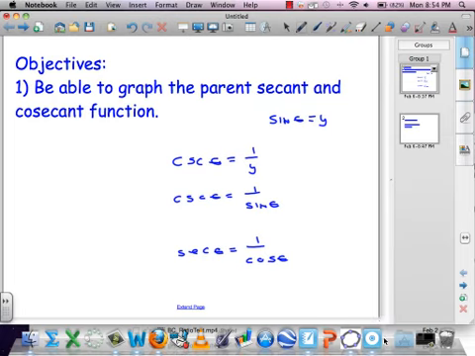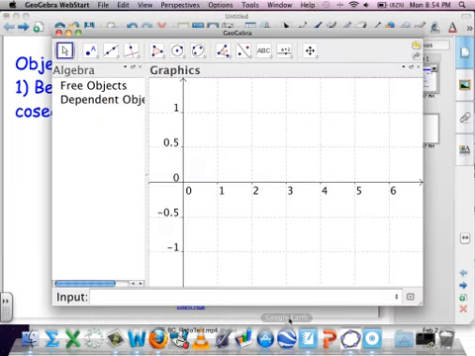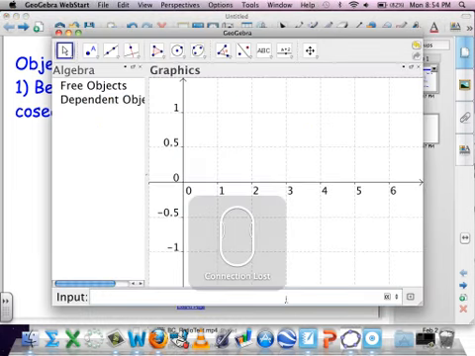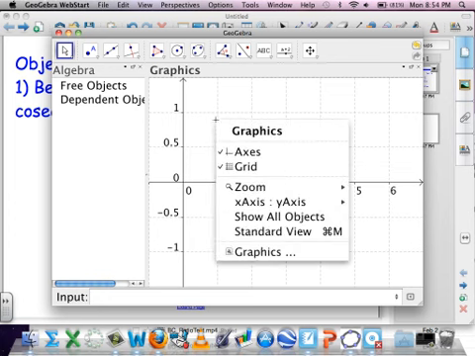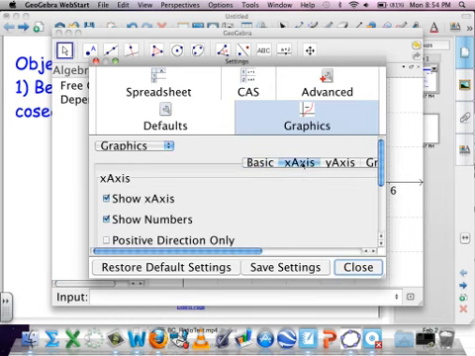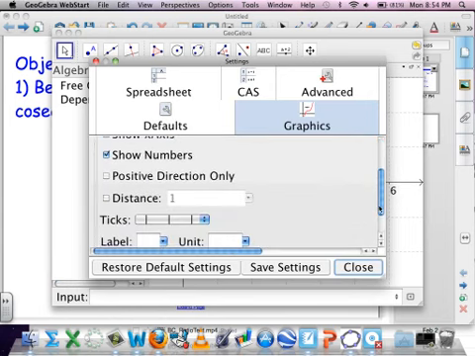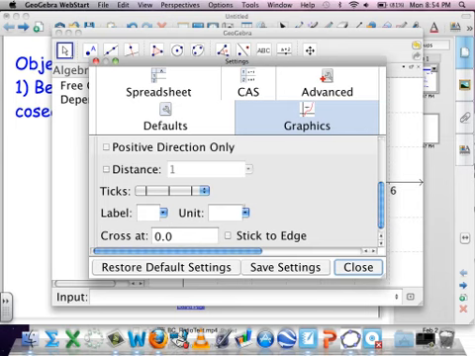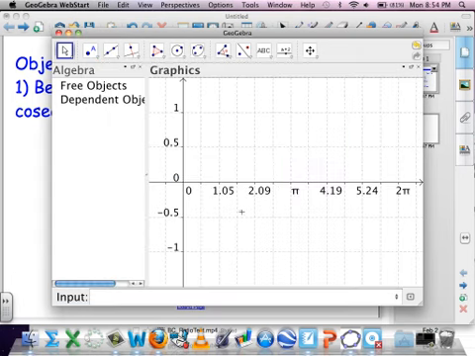So I'm going to go ahead to GeoGebra, and I'm going to plot some key points on the sine curve. We're going to graph cosecant x in a second here. Let me just change my tick marks here so that we can look official. So I want my ticks to be pi over 6, close. Okay, here we go.